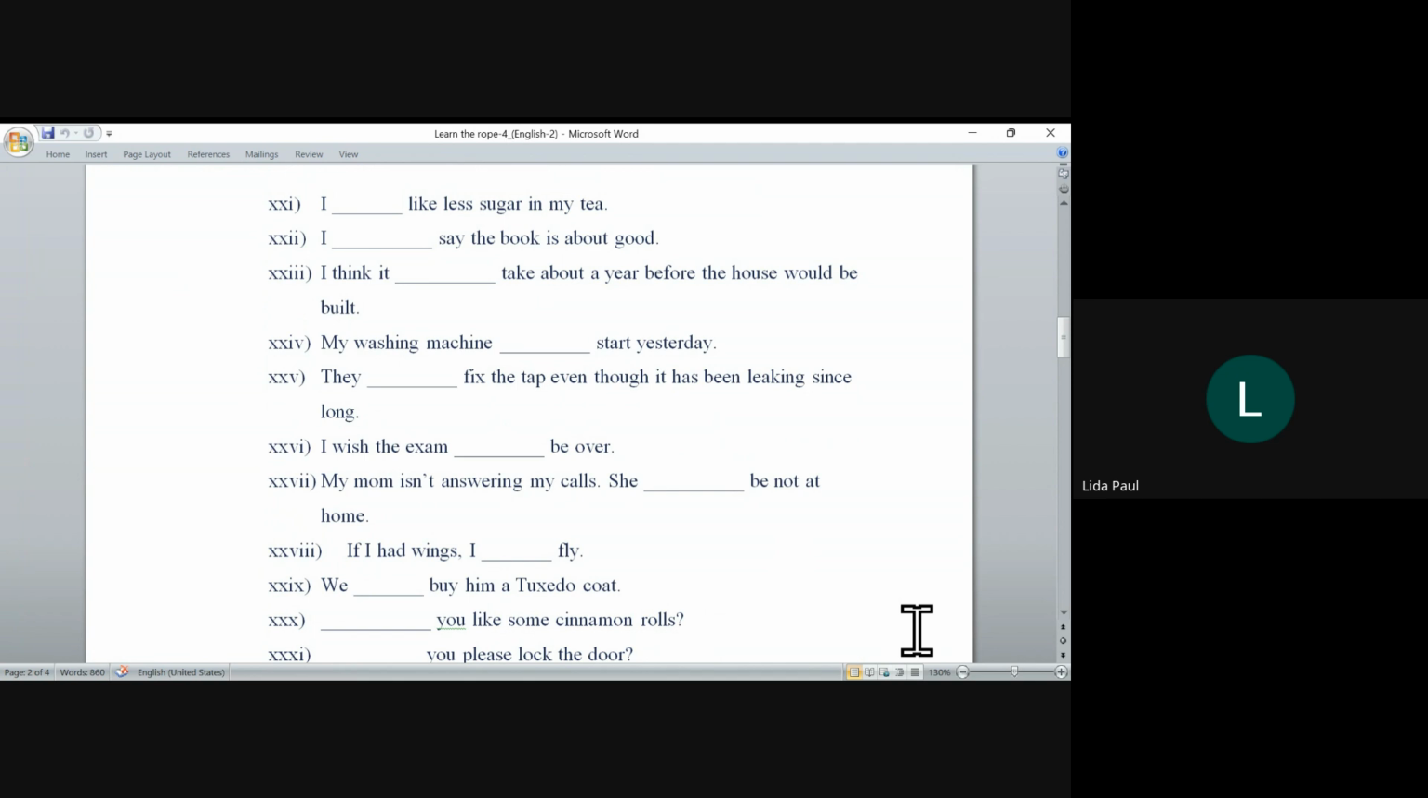I would say the book is about good. This is where you're expressing an opinion, an uncertain opinion, not a sure opinion, but more like an uncertain opinion. I would say the book is about good. Okay.